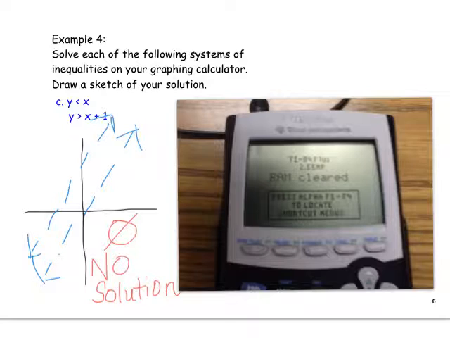So what we see here, I've sketched the graph, but I've indicated there is not a solution. So you can indicate that with the empty set, this symbol here, or by saying that there is no solution because there was no intersecting shaded region.